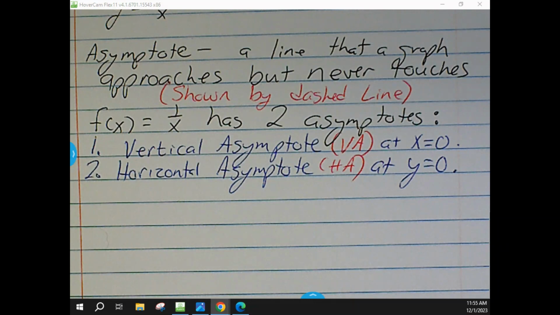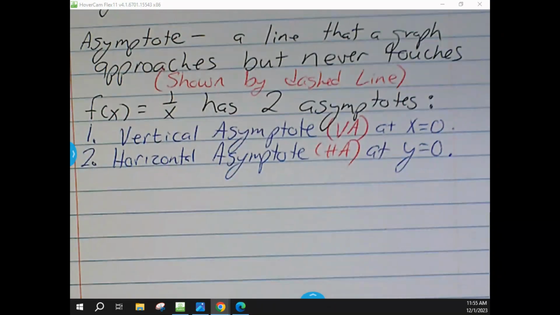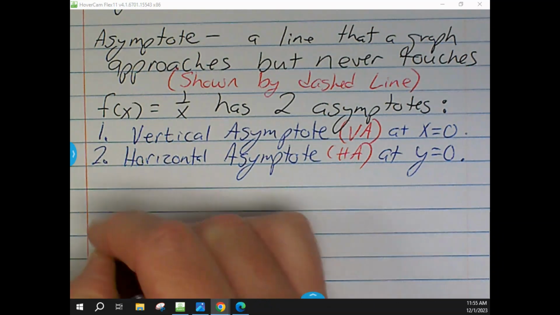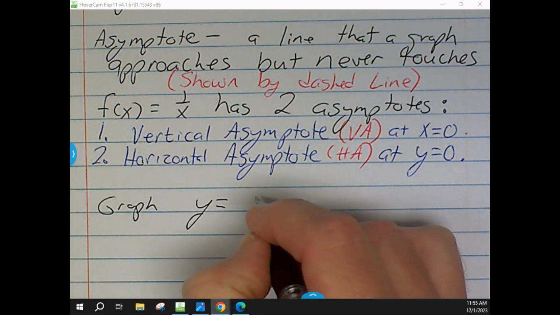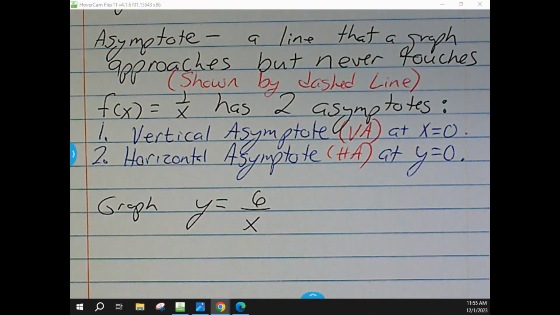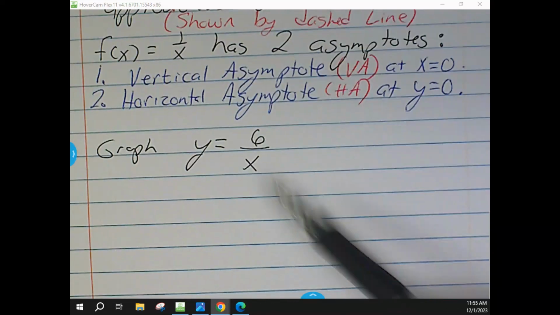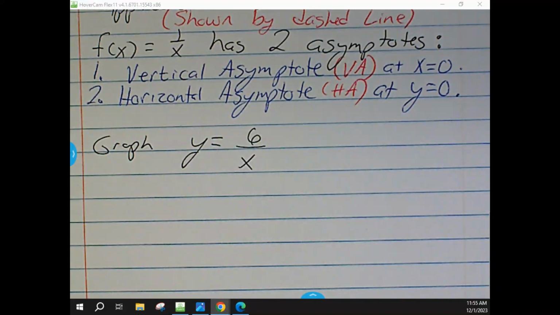Okay, so what we're going to do, we're going to give you a problem that's basically like this. Now, if the top number is 1, we've got it here. We're going to graph one where the top number is not 1, where it's something a little bit different. And for the most part, all that's going to happen is this top number is going to change. We're doing 1 over x that's here. We're doing 6 over x. It may be 4 over x. It might be negative 2 over x. But basically, we're just going to change the top number.